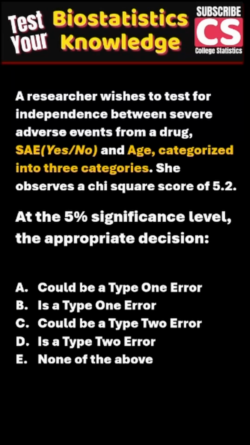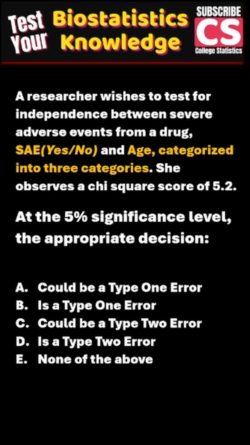Test your biostatistics knowledge. A researcher wishes to test for independence between severe adverse events from a drug, SAE, yes, no, and age, categorized into 3 categories. She observes a chi-square score of 5.2.